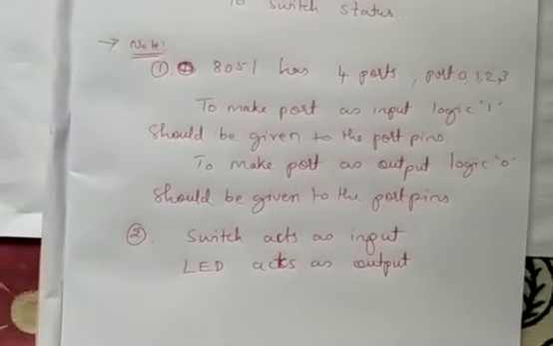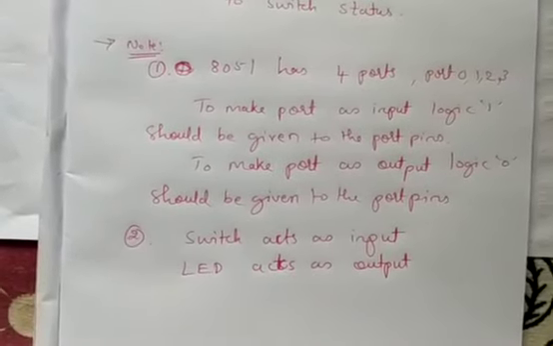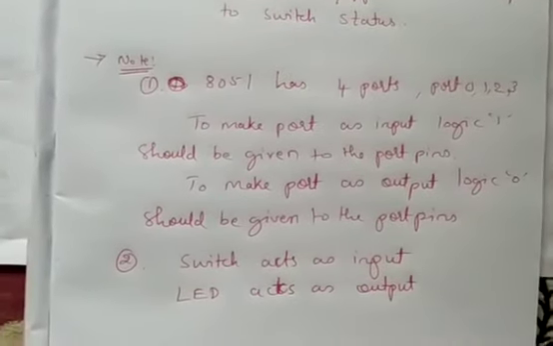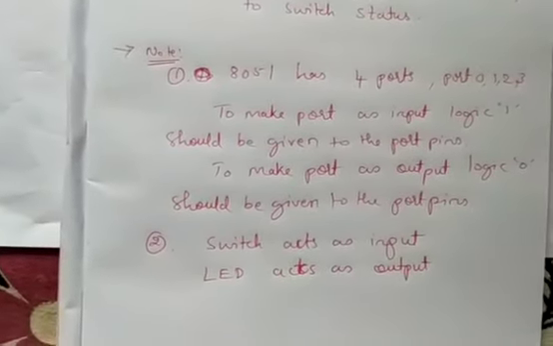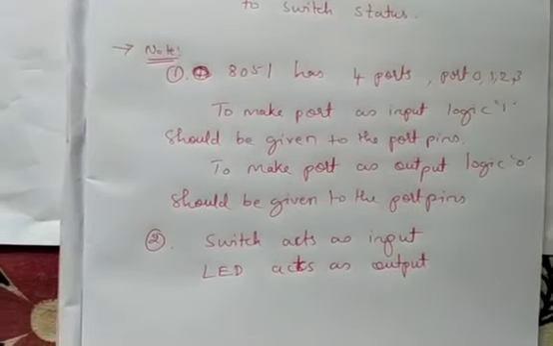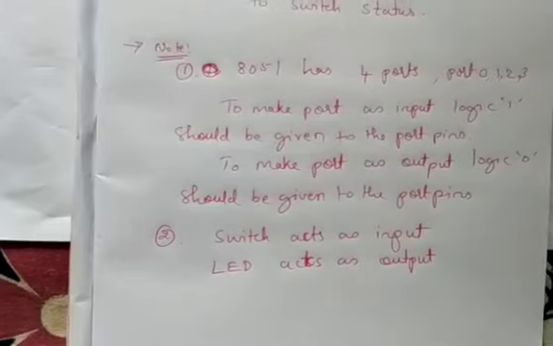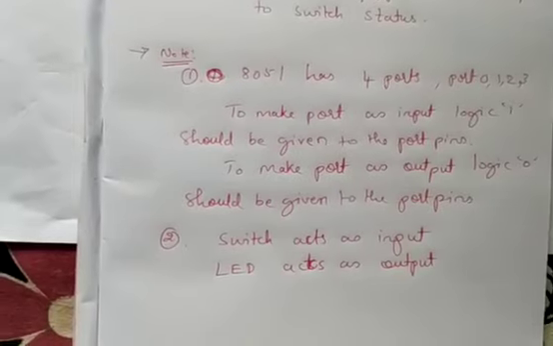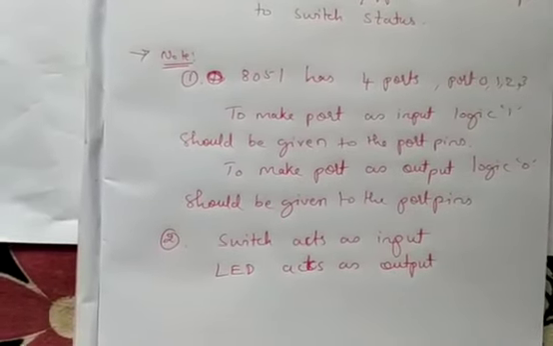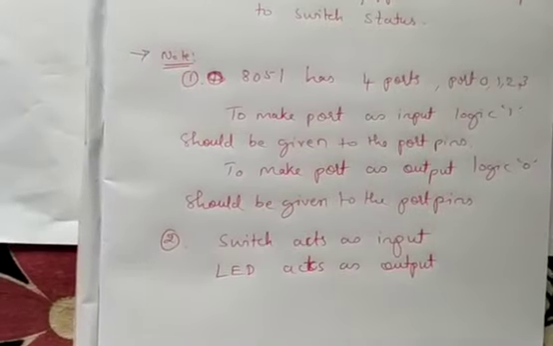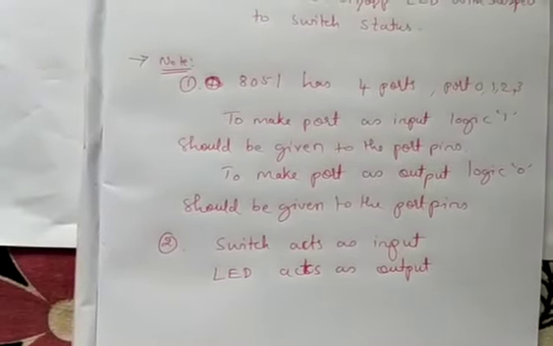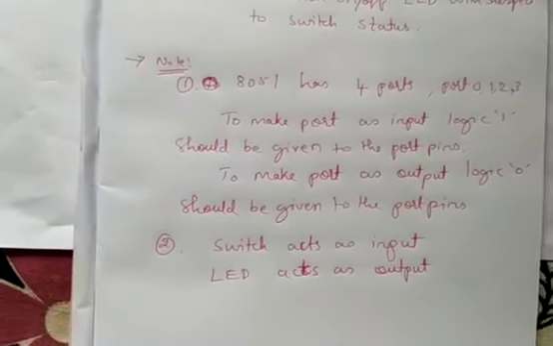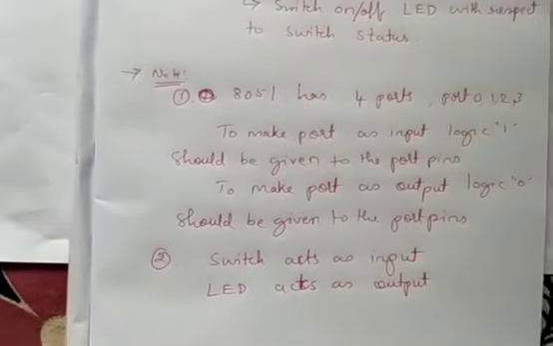In this, the switch acts as input and the LED acts as output. So if I want to control the LED through the switch from the microcontroller, the switch should be connected to the microcontroller and the LED also should be connected to the microcontroller, but the switch will act as input and the LED will act as output. If I connect the switch to one port, the LED should be connected to another port. I can use any ports. I can use port 0 for the switch and port 2 for the LED, or port 1 for the switch and port 3 for the LED, whichever you want.